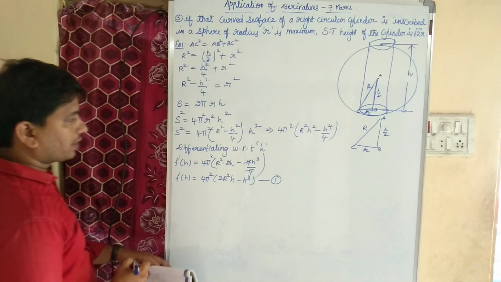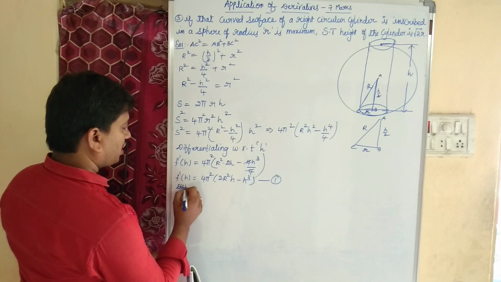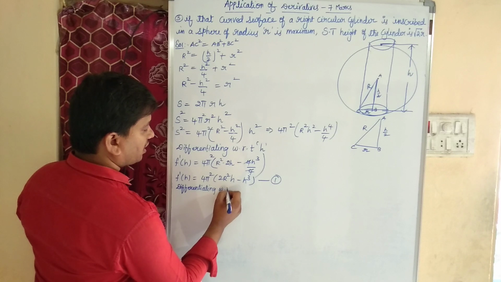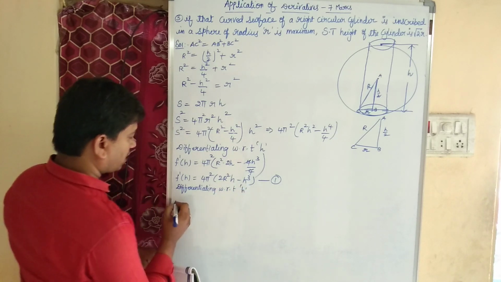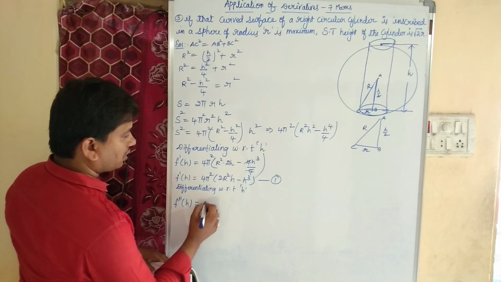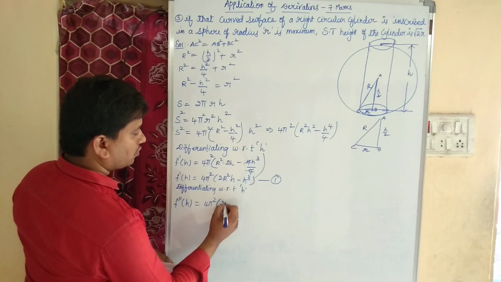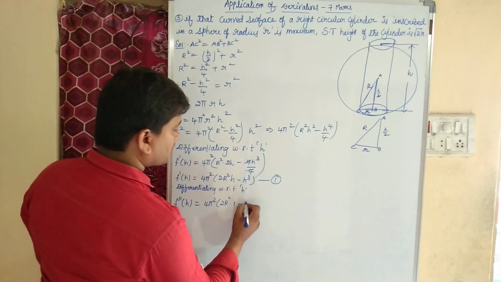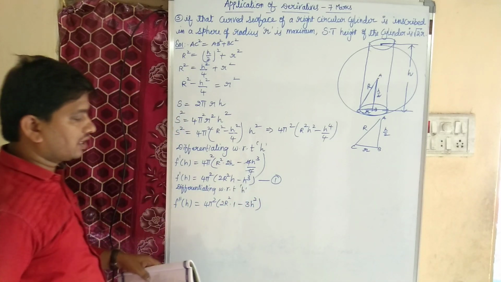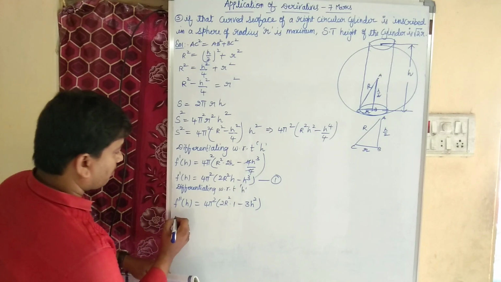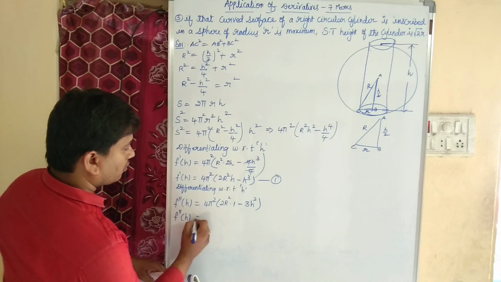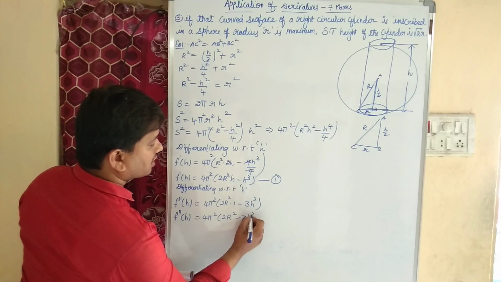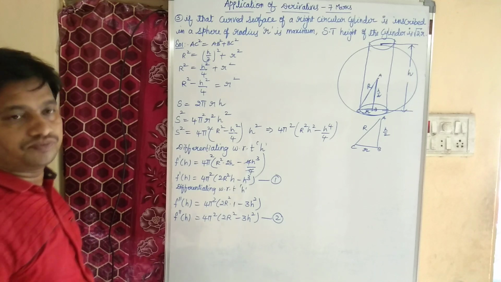Again differentiate with respect to h. f double dash of h equals 4 pi square into 2r square into h, differentiation of h is 1, minus h cube, differentiation is 3h square, right? So f double dash of h equals 4 pi square into 2r square minus 3h square. This is our equation number 2, right?